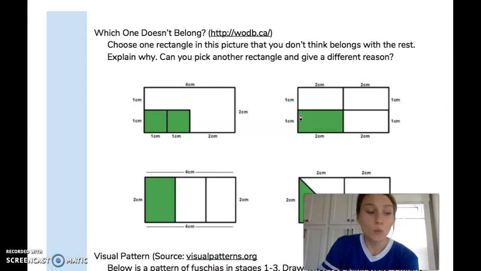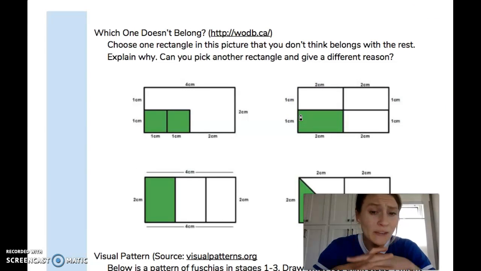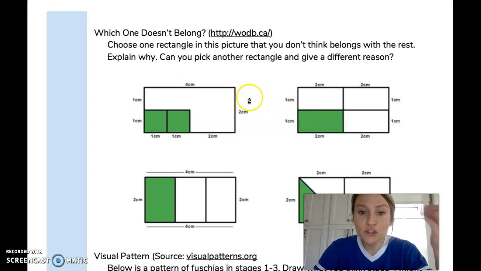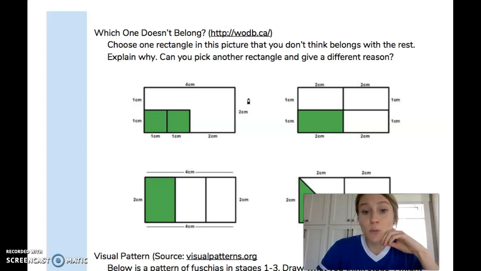Okay. Now, which one doesn't belong? We've done this before, but we've done it with numbers or with shapes. But what you're going to do is look at these rectangles and look very closely. Which one doesn't belong and why?